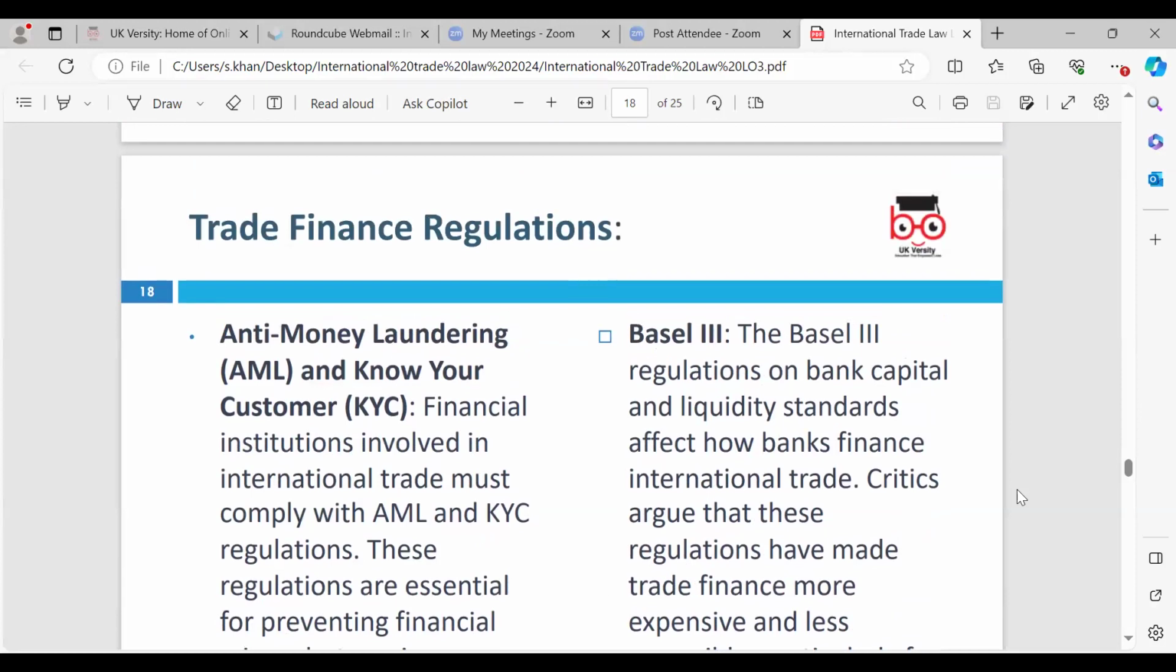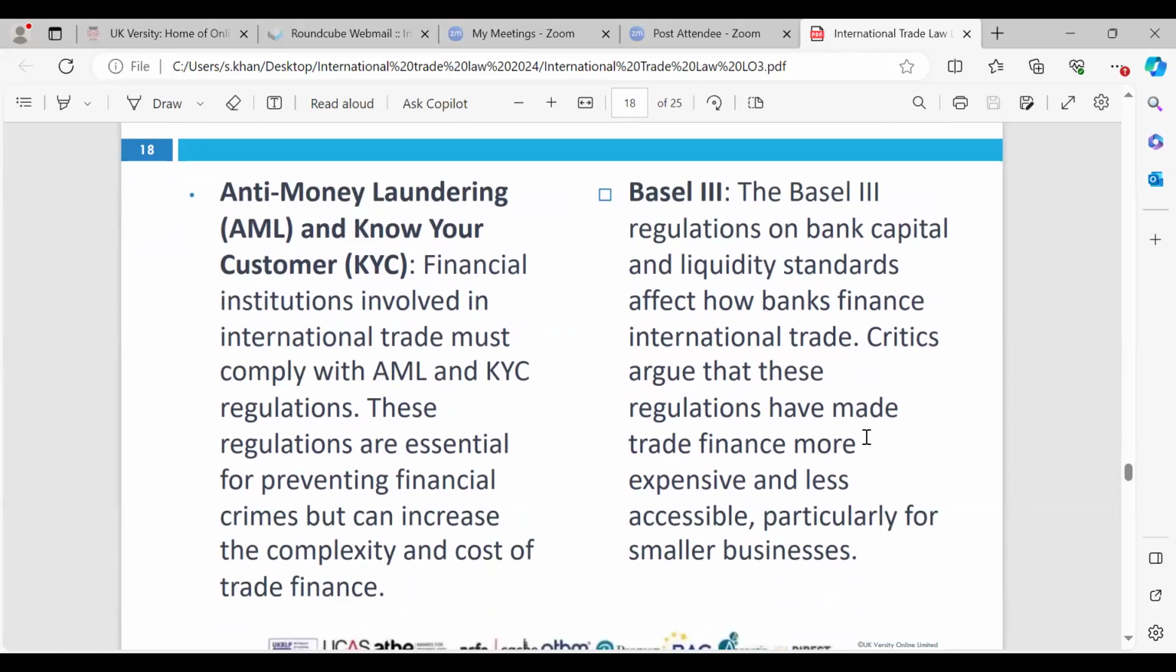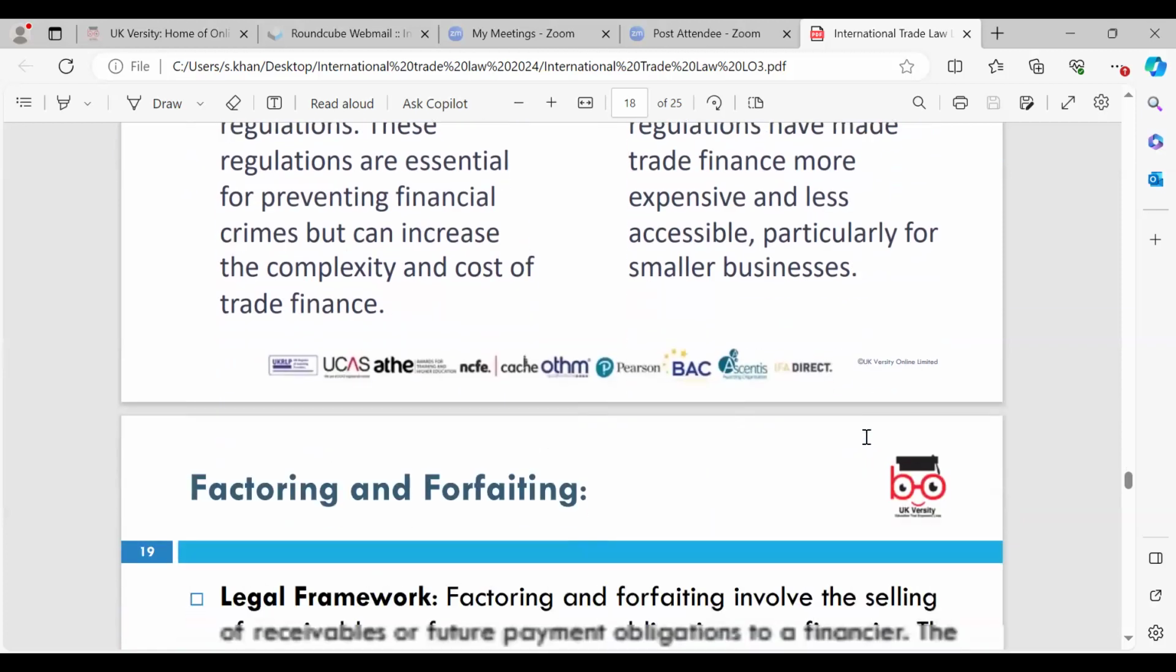Then you have the Basel 3 regulations on bank capital and liquidity standards, which affect banks' finance of international trade. Critics argue that these regulations have made trade finance more expensive and less accessible, particularly for smaller businesses.